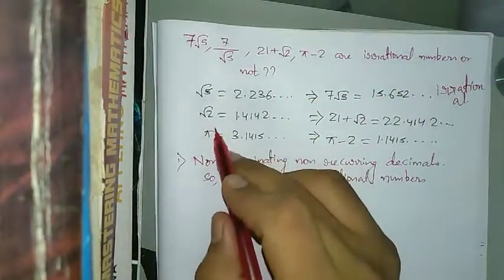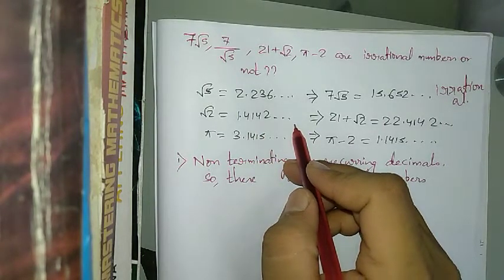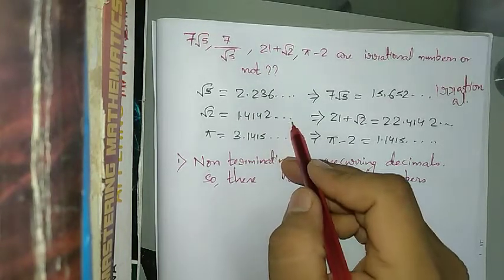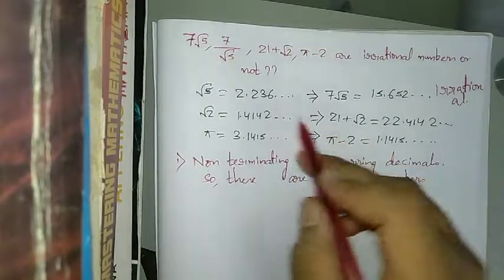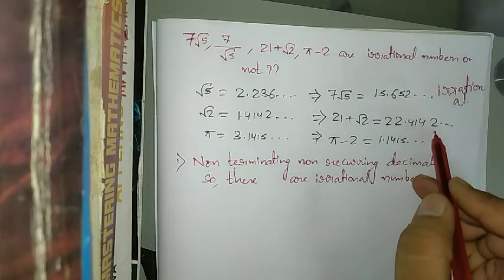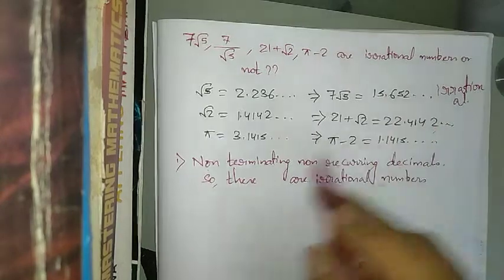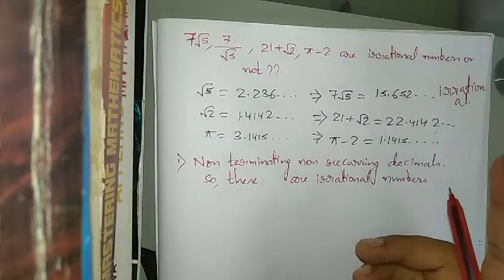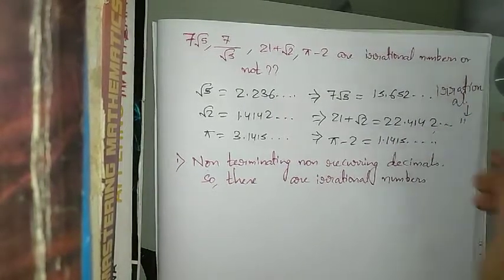Now root 2 is 1.4142 dot dot dot dot, and it goes on, right? So this is also an irrational number, where this is a non-terminating one and it's non-recurring. So 21 plus root 2 will become something like 22.4142, and it still goes on. So this is non-terminating, non-recurring. Again, I'm repeating, non-terminating, non-recurring. These are the only two properties of an irrational number. So this is also an irrational number.